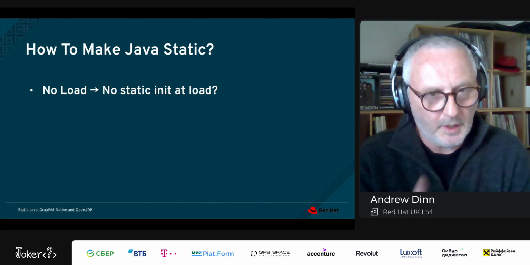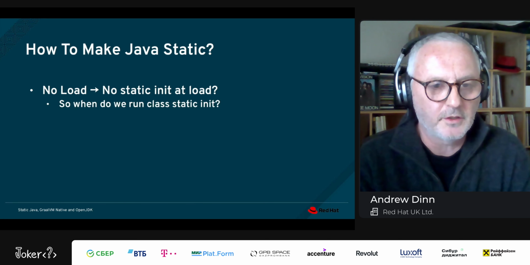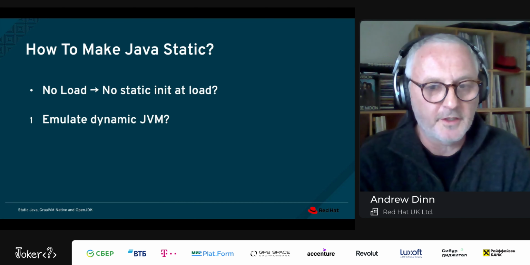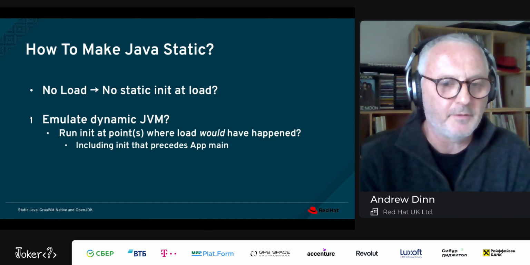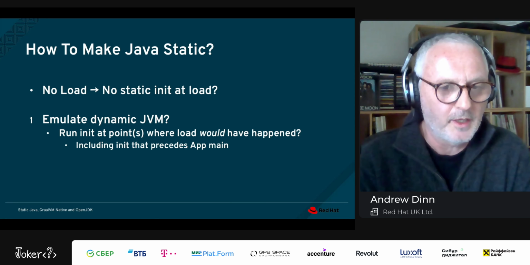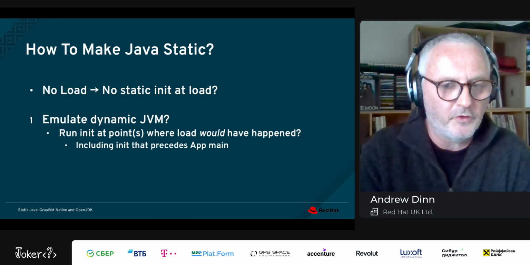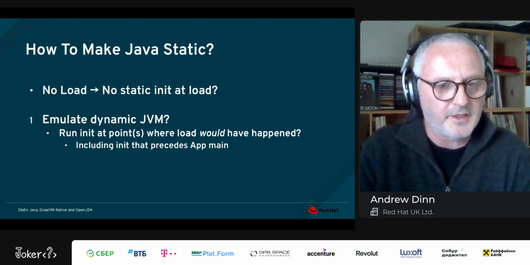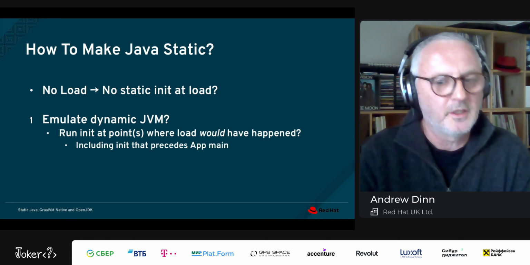There's another issue also with taking away the loading. If you don't do class loading, there's no clear point at which you would run your static initialization. So when do we run class static init? What do we do about that? Well, the obvious thing to do, step one, is to try and emulate the dynamic JVM. We try and run the initialization at points where a load would have happened if we'd been running on the dynamic JVM. That's a bit woolly anyway. And what also makes that hard is you need to do all the initialization for all those classes that the bootstrap of the JVM does before the application starts running, because that should have state that's there and initialized in the particular order before the application does anything, because the application might modify that state if you do it later on.